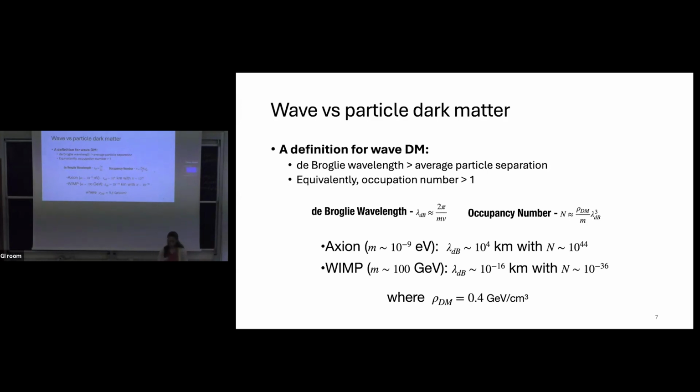So to turn this into actual numbers, if we're thinking about an axion, say a nano-eV particle, compared to a WIMP, say a 100 GeV particle, you can see that their de Broglie wavelengths are very different. And the result is that you have many, many orders of magnitude difference in the occupation number, right? The occupation number for WIMPs is something like 10 to the minus 36, super small, whereas for axions it's 10 to the 44. We're talking about very, very high occupation numbers. And again, we're looking at this as a coherent field.